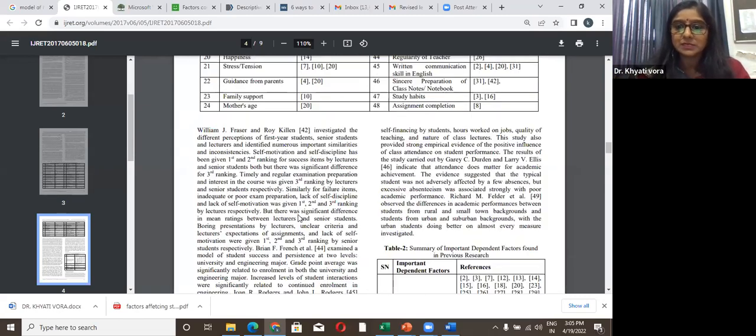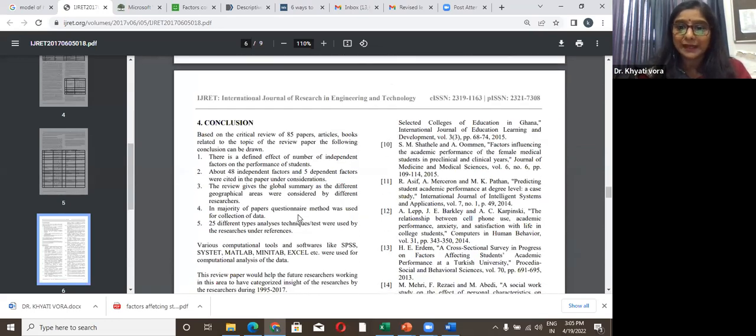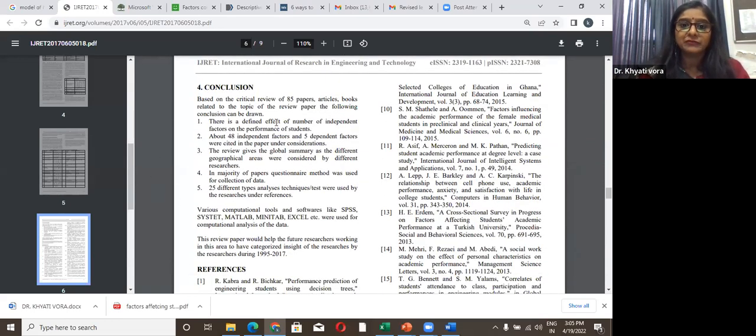See, these are the many things that person has explained, and then you can go to so many things, some categories and conclusion. That is a defined fact of the number of independent variables: 14 independent factors and 5 dependent factors were cited in the paper under consideration.